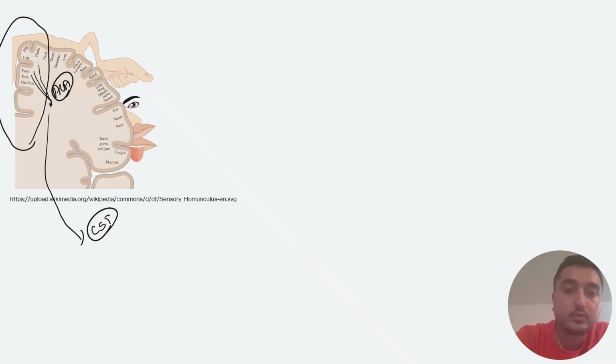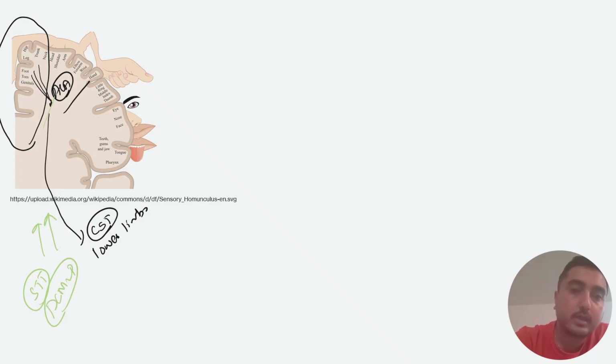So basically the fibers to the lower limbs will be coming from the area supplied by the anterior cerebral artery, and then there will be ascending fibers as well. The sensations carried by the spinothalamic tract and the dorsal column medial lemniscal pathway would pass through the posterior limb of the internal capsule and then reach this area of the cerebral cortex. So basically the sensation is also coming from the lower limbs. So if we have a stroke of the anterior cerebral artery, we would be losing the sensation and the motor supply to the lower limbs on the contralateral side.